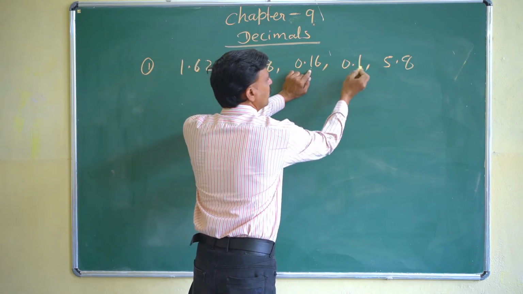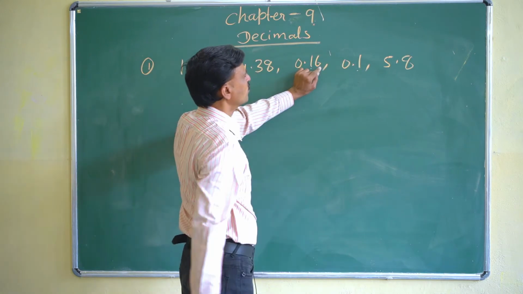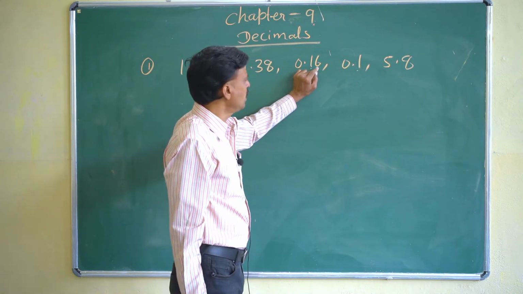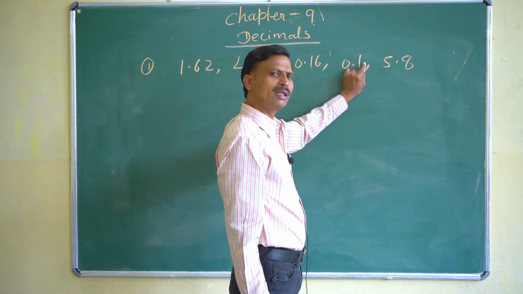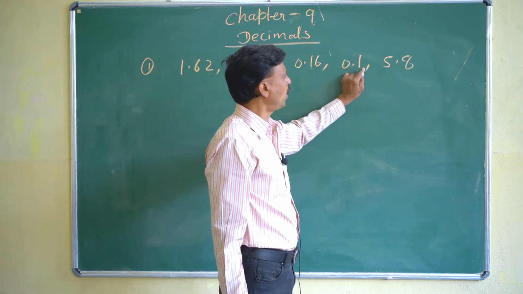Both have 1 and 1. After that you will see the second place. What is the second place digit here? It is 6. But here in the second place nothing is given. It is given only 0.1.